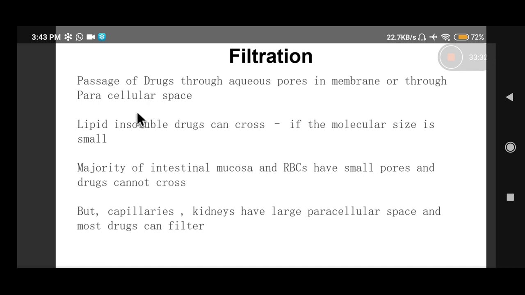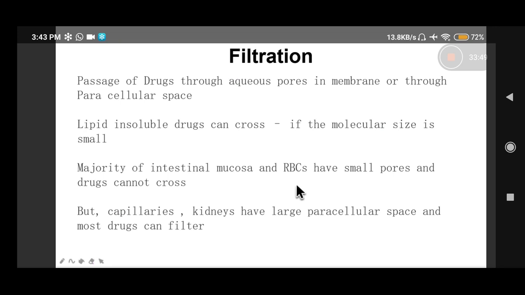The second last specialized system of drug movement is by filtration. You all know what is filtration. Passage of drugs through aqueous pores in the membrane through the paracellular space. Lipid-insoluble drugs can cross if the molecular weight is small.